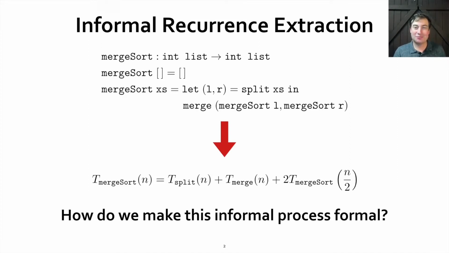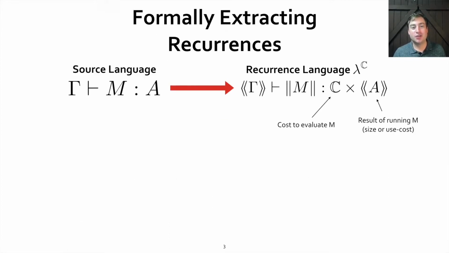Rather than keep you all in suspense, I'll just show you what they came up with. Recurrence extraction is formalized as a language-to-language translation. Given a term in some source language, we can translate it into a language that we call lambda C, which is a language whose terms are syntactic recurrence relations. The overall idea of this translation, which we often call formal recurrence extraction, is to translate terms to output their evaluation cost, along with the size of the result.